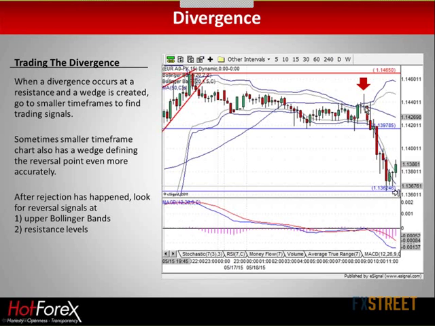When this happens at the Bollinger Bands or at resistance, after what you've seen happening here at a bigger time frame resistance, then that is your point to go short.